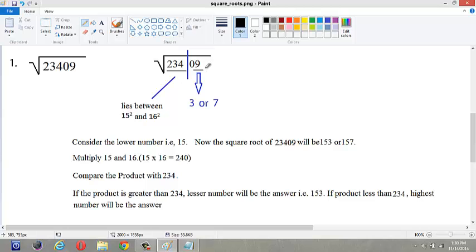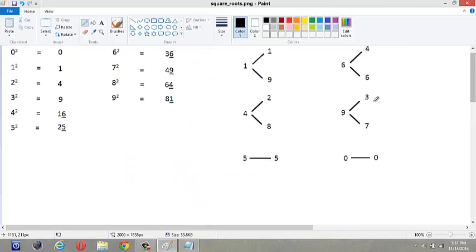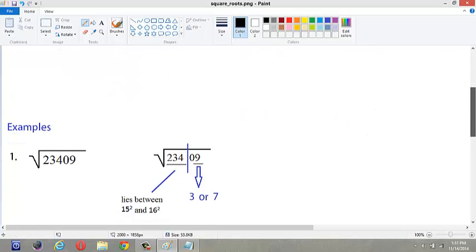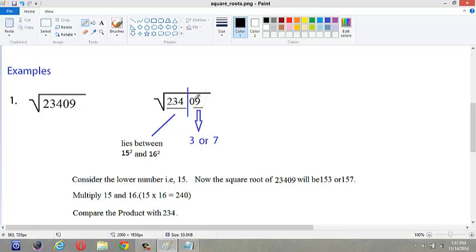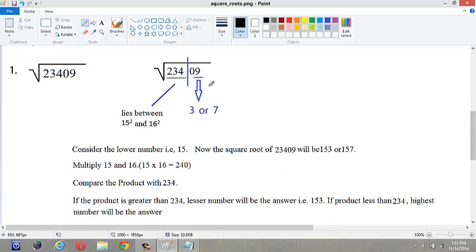Here I have divided 09 as a part and 234 as a part. If you see this 09, consider the last number, that is 9. The numbers ending with 3 and 7 will have squares ending with 9. For example, the square root of 9 is 3. So the numbers ending with 3 and 7 will have squares ending with 9. So if we find 9 at the last, we have to consider the root of it as 3 or 7. I hope you understood.